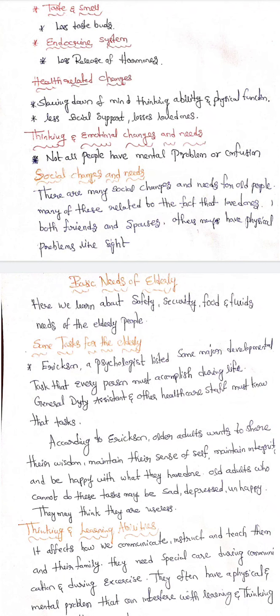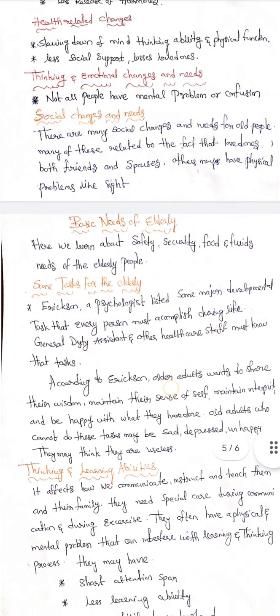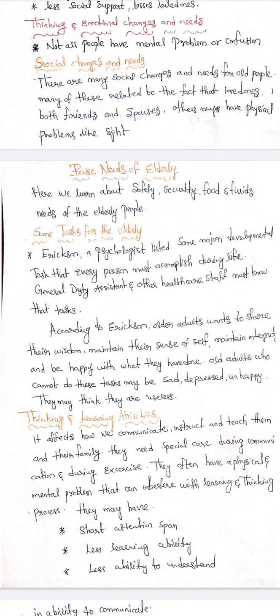Next, we will see thinking and emotional changes and needs. Not all people have mental problems or confusion. We cannot say that all aged people will have these problems, because some people will be active and always very active. So we will see some social changes and needs. What all are the social needs they need?